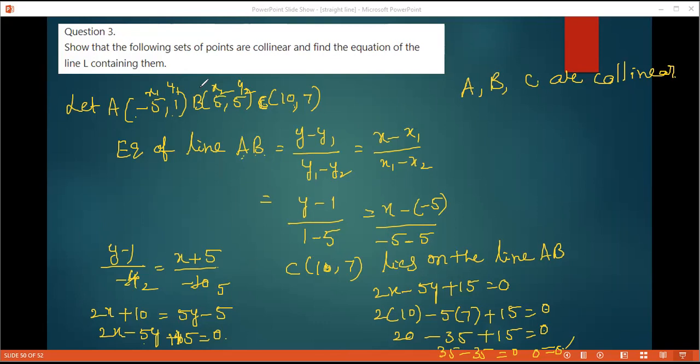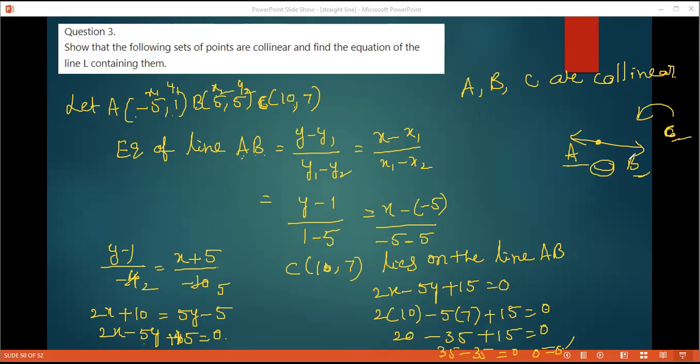That is one method. The other method is to get the equation of a line. After getting the equation of the line AB, we substitute the third point C. If it lies on the same line, then the 3 points are collinear. If 3 or more points lie on the same line, we say those points are collinear.